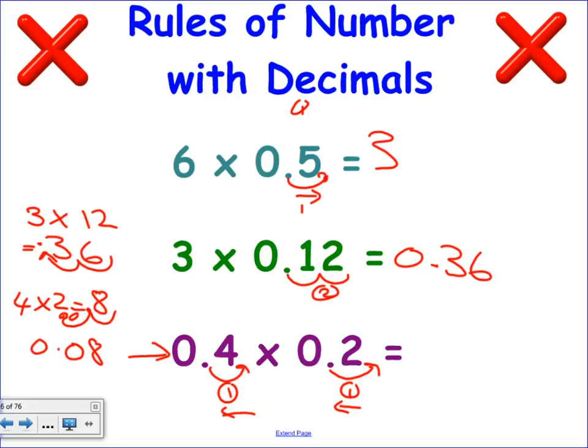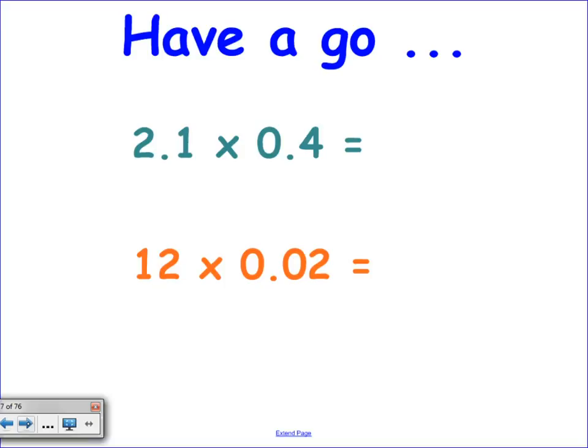Do you want to try some? Have a go at those two. Make it difficult, but just try the process. 2.1 times 0.4 and 12 times 0.02. So the first one, what we're going to do first. Move the decimal points, 1, 2. Everyone happy? We're going to move it 2 spaces. You might want to do that. I used to do that as a kid. Put a little 2 up there so I remember how many to move it back.